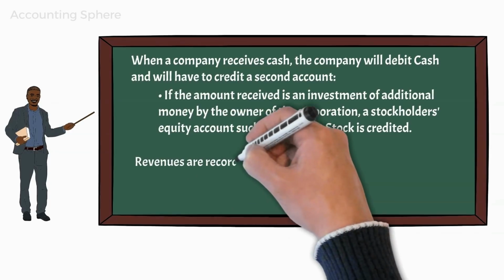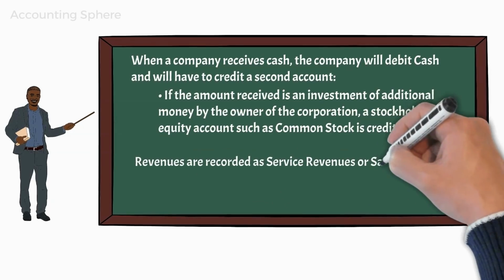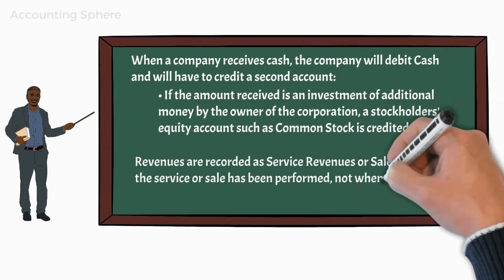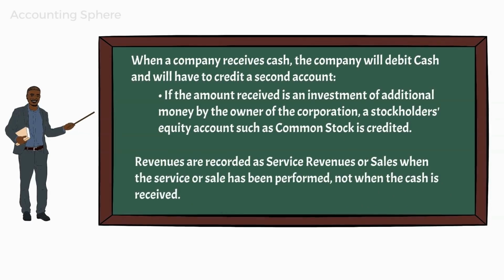Revenues are recorded as service revenues or sales when the service or sale has been performed, not when the cash is received. This reflects the basic accounting principle known as the revenue recognition principle.